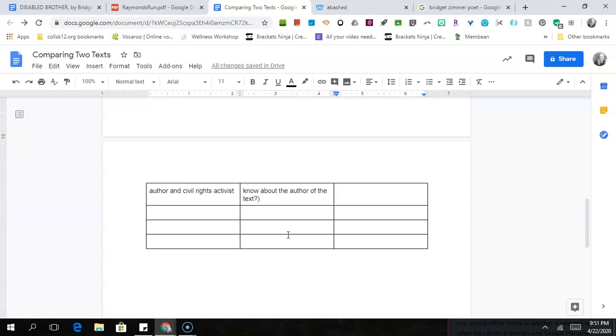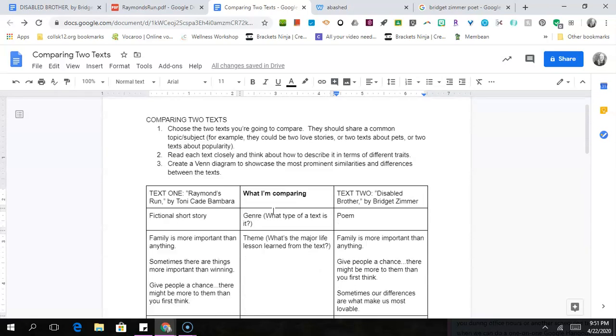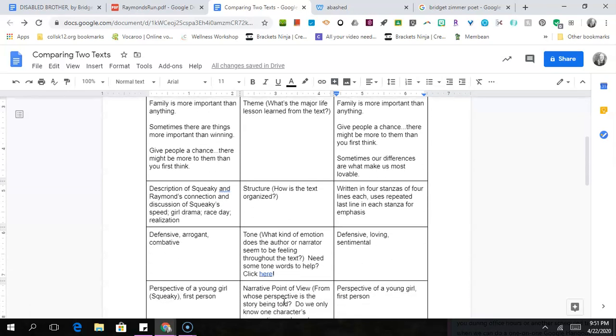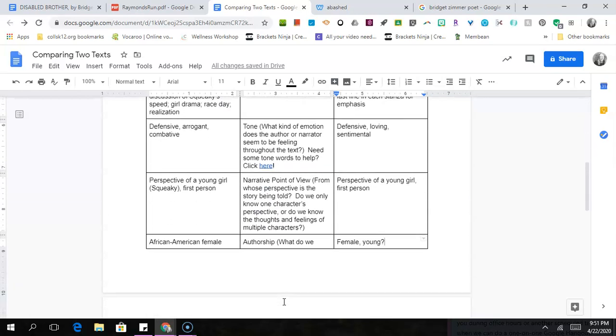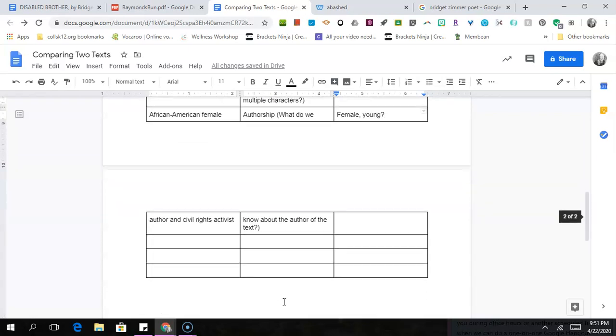Now down here I left a couple more blank lines. You're welcome to add more if you'd like, and this is just for other things you might want to compare between the two texts, and that's up to you if there are some other things you can think of. So your job is basically to choose your two texts and then to fill out an organizer just like this, where you compare these different items: genre, theme, structure, tone, narrative point of view, maybe authorship, and then a couple of others that you come up with.